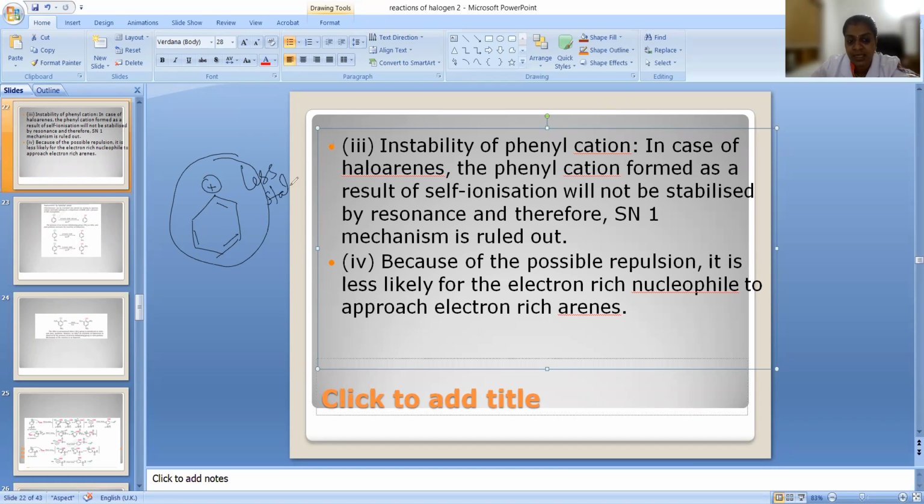If it is getting a positive charge, the corresponding phenyl cation formed is less stable. It has fewer resonating structures, so the stability is less. That is another reason why it is not undergoing nucleophilic substitution reaction.